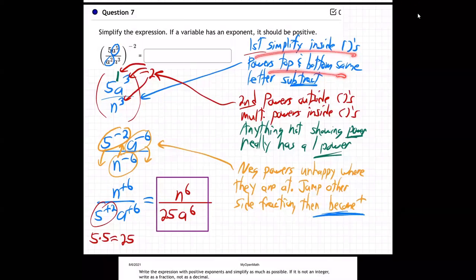First, we simplify the inside of the parentheses, right? These powers subtracted, 5 minus 2 is a to the third. Then the power outside multiplied all the powers inside, including the 1 power, which is on the 5 because he's not showing any other power. So then you multiply this. Then we have negative powers. Negative powers are negative. They're unhappy where they're at. They jump to the other side. Then they become positive. And then 5 squared, 5 times 5, 25. There we go.